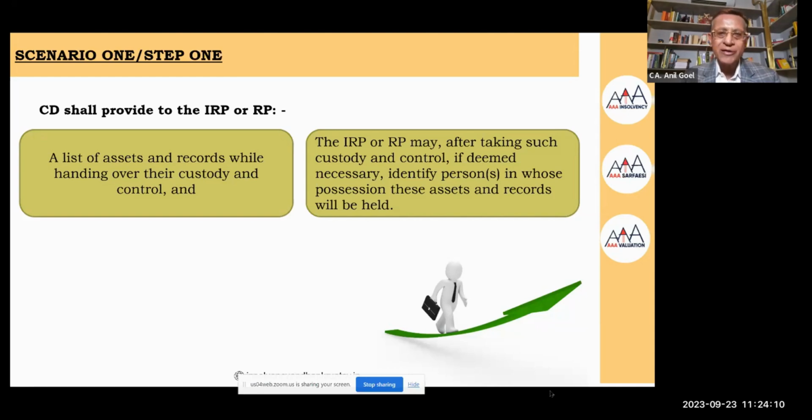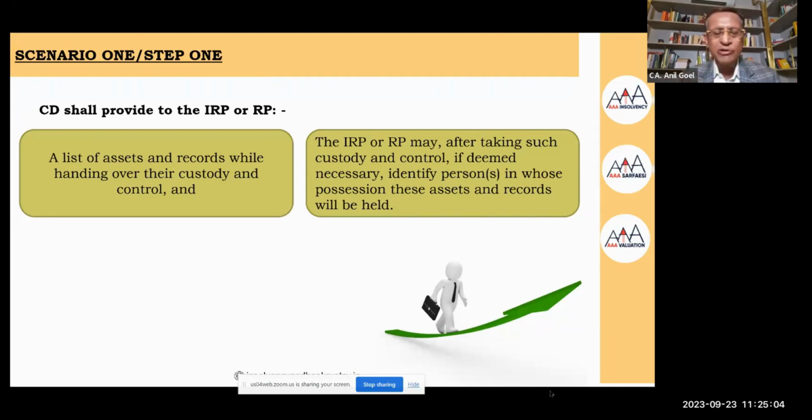Scenario one is to the extent the corporate debtor is cooperating. If the corporate debtor is cooperating, then the CD shall provide to the IRP or the RP a list of assets and records while handing over custody, control, documents and information. That is the duty of the CD, the personnel of the CD, the persons associated with the management, the promoters. Because I said that in this conversation we will only use the term corporate debtor; I have already defined it when we seek information. So the first thing, in case they are cooperating, they are also now required to make a list. Then the IRP or the RP, after taking such custody and control, if deemed necessary, identifies the person in whose possession these assets and records are.